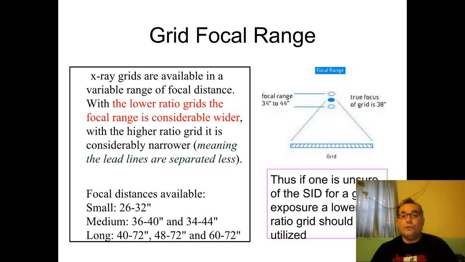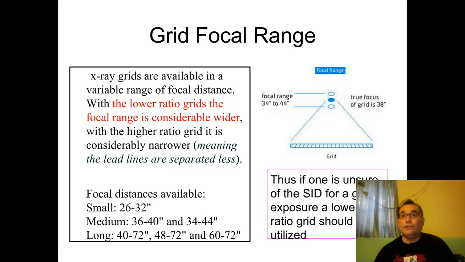And when it comes to what's known as grid ratio, that allows us for a much wider latitude in taking our image. So let me explain this to you for a moment. When we talk about grid ratio, we are talking about the length of the lead lines compared to the width of the interspaced material. So we are basically talking about how big is the space between any two lead lines.